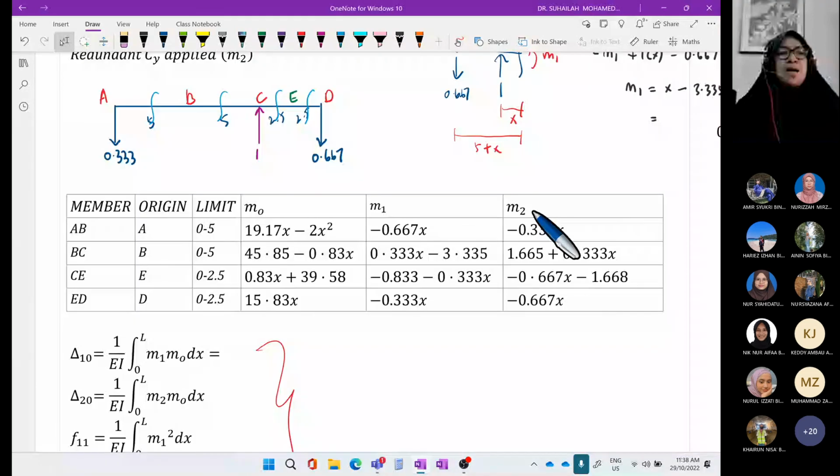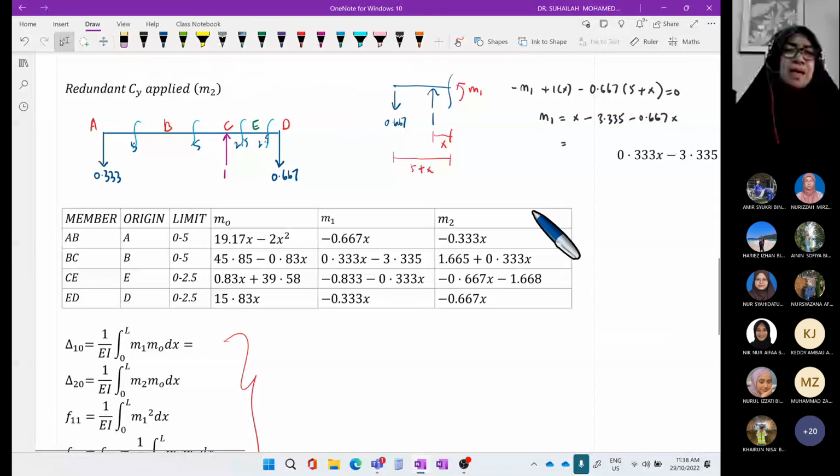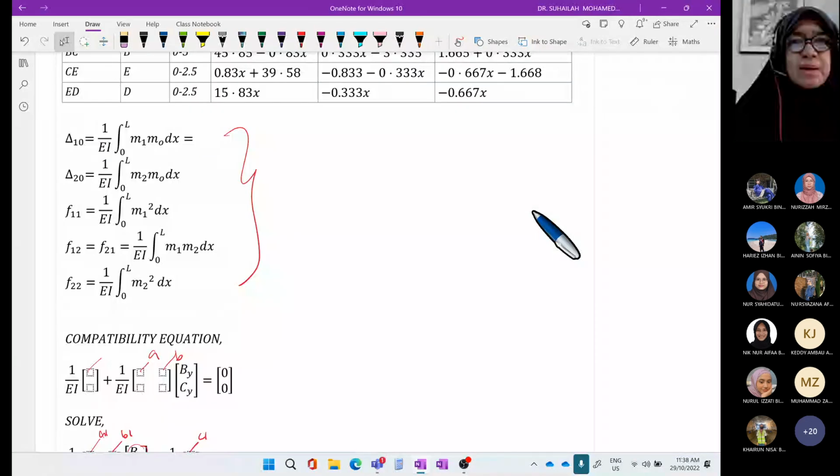Ada banyak example video-video yang saya dah buat related to this topic. Jangan tengok hanya video-video SEM ni je. SEM selepas pun ada banyak saya buat. So boleh tengok untuk enhance your understanding. InsyaAllah, I believe kalau you betul-betul tengok, you try buat exercise, this one should be okay.